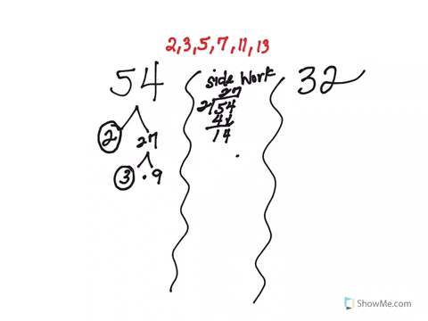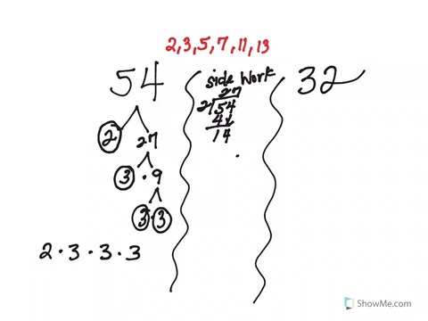But now the number 9 can also be broken up. And what's the only thing that you can multiply 9 by, besides 9 in itself? 3 times 3. All right. So here's our prime factorization. 2, 3, 3, 3. Okay.